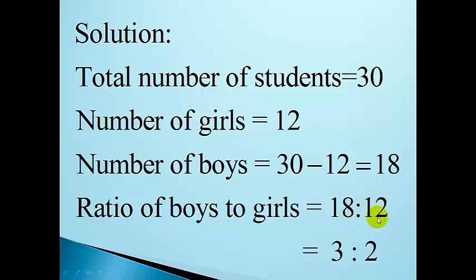Now 18 is to 12 can also be simplified as 3 is to 2. Why? We divide through by a common number. And so when we divide 18 by 6, the result is 3. And when we divide 12 also by 6, the result is 2. So it means that the ratio 18 is to 12 is equal to 3 is to 2.